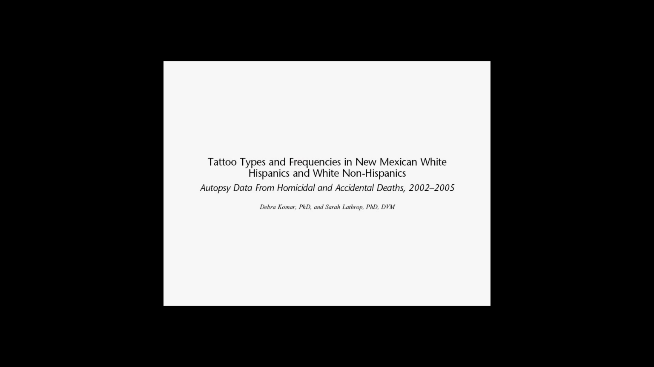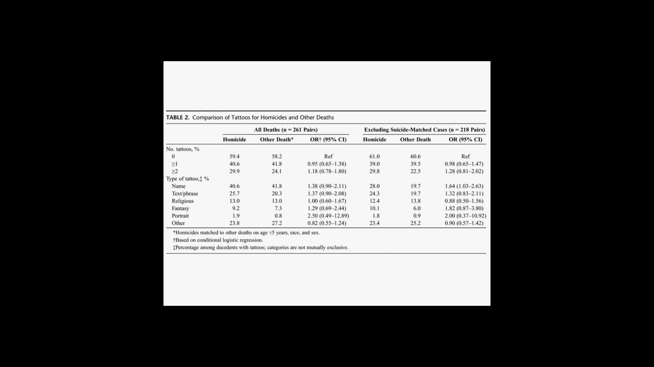And so we designed this case control study. We took our homicides and counted them as cases, and we chose a control group, which is people who died from some means other than homicide. It could have been suicide, natural deaths, unintentional injury, motor vehicle collisions, and so on. We went back in and looked at the tattoos for those individuals as well.